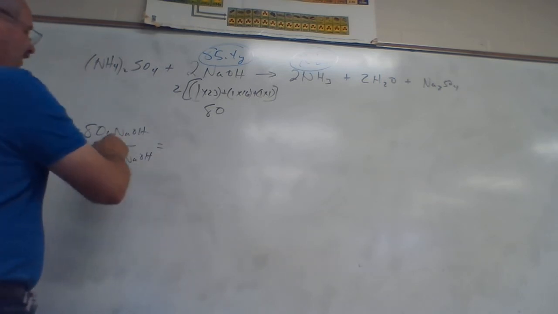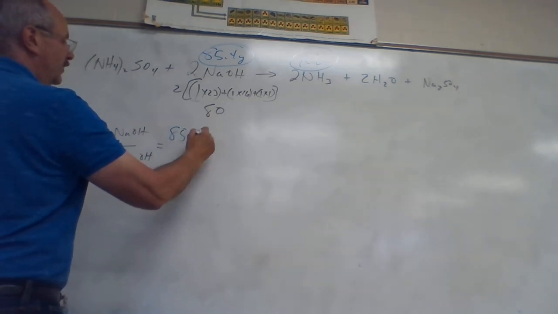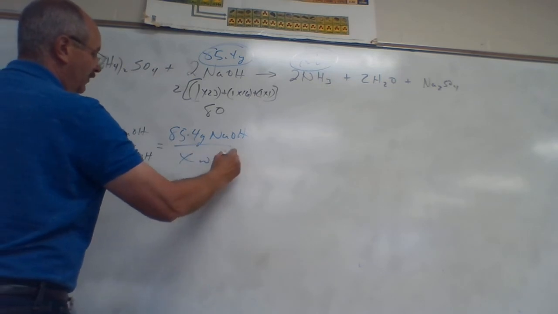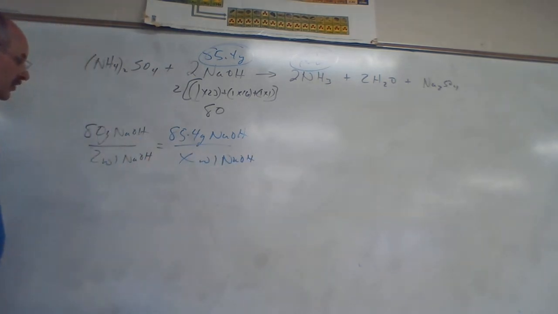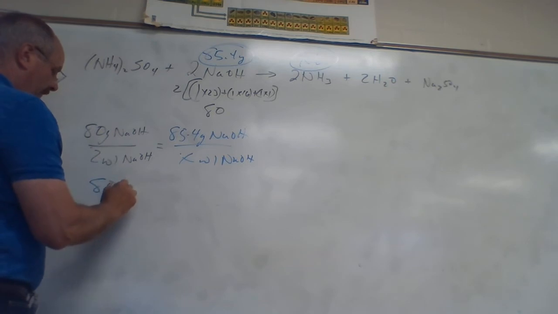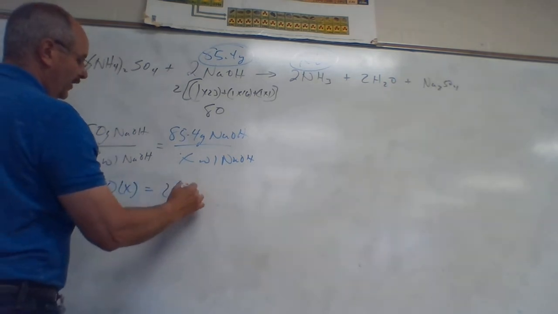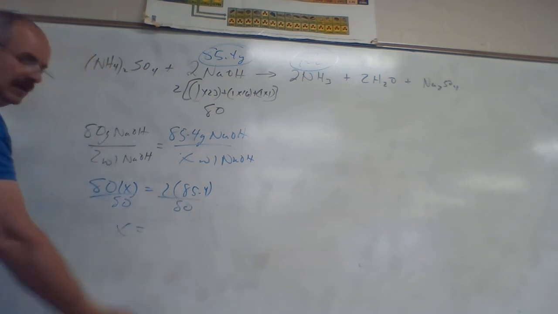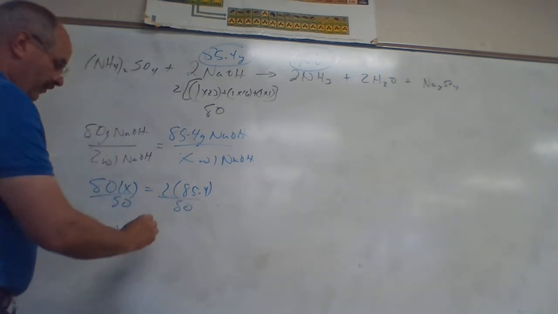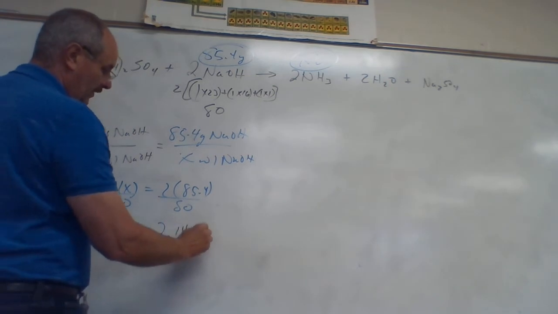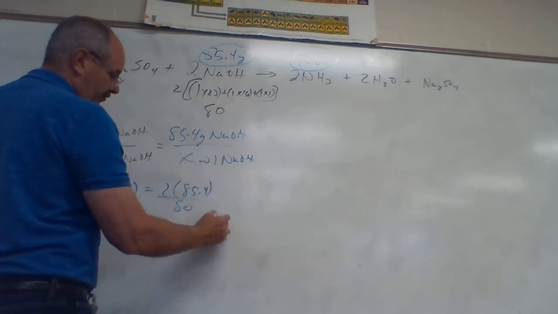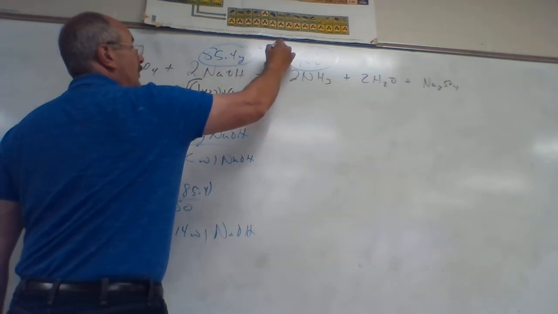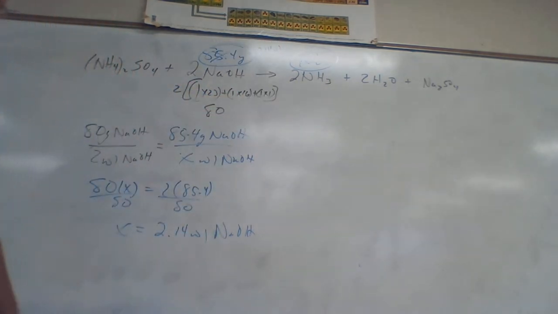Then we go to, well, I don't have 80 grams, I have 85.4 grams of NaOH. I want to find X moles of NaOH. Cross multiply 80 times X equals 2 times 85.4 divided by 80. And X ends up giving me 2.14. And that is now moles of NaOH. So I just changed this into 2.14 moles. So I don't need that anymore.